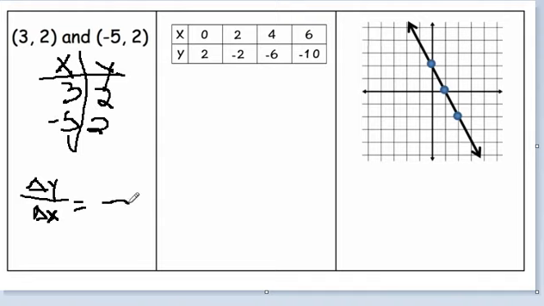So let's start by looking at the y values. So what change happened to y? What do you do to 2 to get to 2? That's right. You didn't do anything. You added 0 to that. So our change in y is 0.